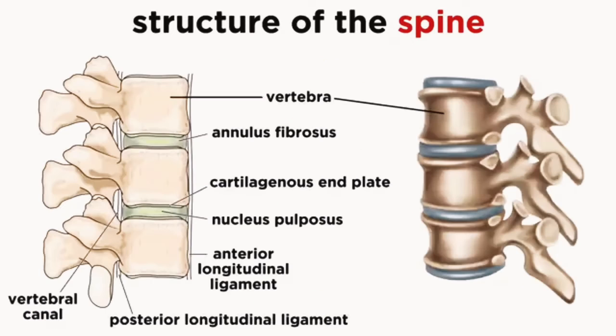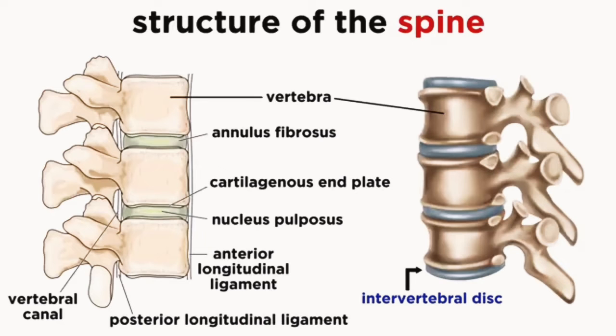There are lots of ligaments keeping everything together. The main ones are the anterior and posterior longitudinal ligaments, running down the front and back of the column from the neck to the sacrum. There are also shorter ligaments that connect adjacent vertebrae, as well as intervertebral discs.